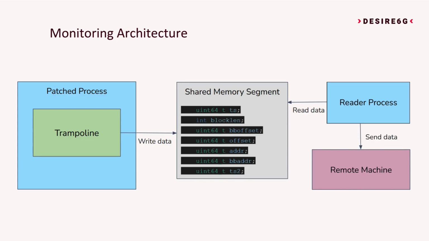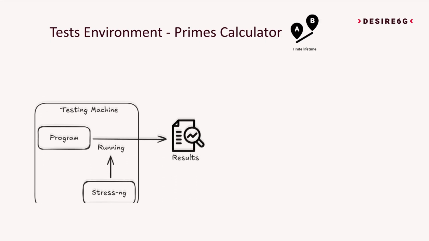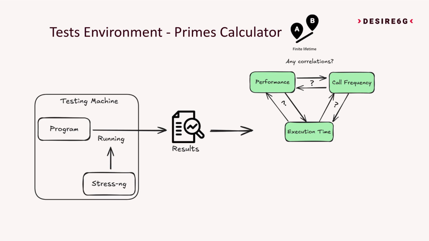Before we go any further, let's take a moment to talk about our test environment. Most of our evaluations focus on CPU stress scenarios. For finite lifetime software with a fixed set of instructions, we used Prime's calculator, a custom CPU-intensive application that calculates the first 1 million prime numbers. To generate controlled and repeatable stress conditions, we applied stressing directly on the machine running the monitored program.